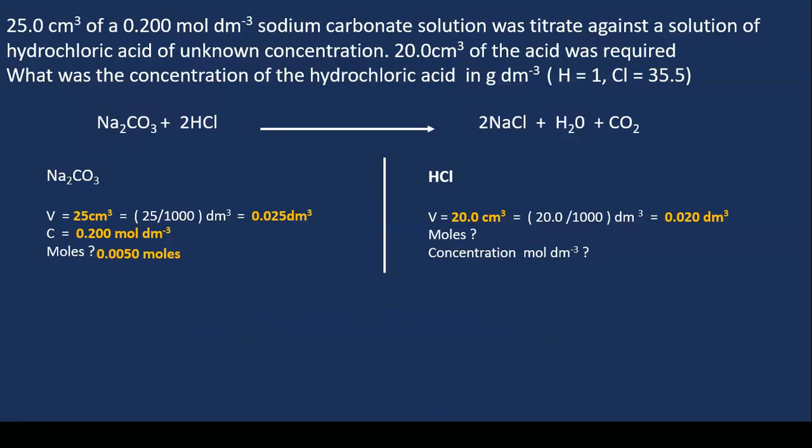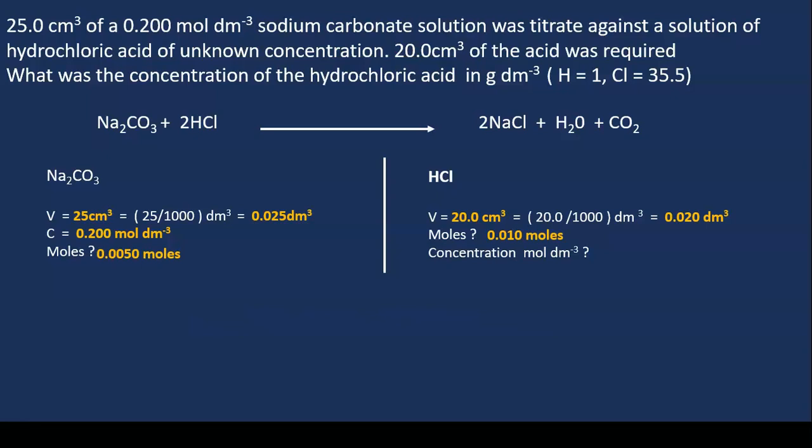Step 4. Calculate the number of moles of hydrochloric acid. From the balanced chemical equation, 1 mole of sodium carbonate reacts with 2 moles of hydrochloric acid. Therefore, to get the number of moles of hydrochloric acid, multiply 0.0050 moles by 2, and this gives us 0.010 moles.